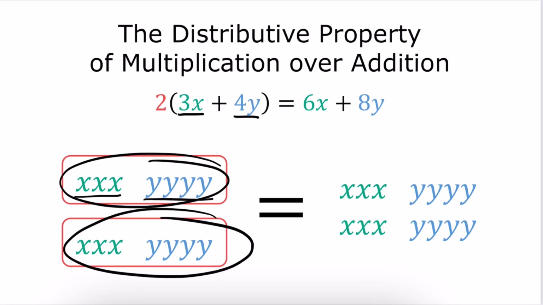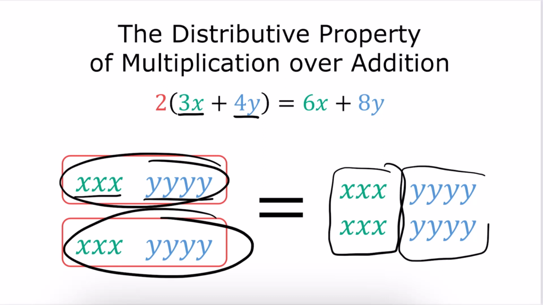And then the reason why this is equivalent to 6 x's plus 8 y's is because if you take the x's out of the groups and just combine them together, you have 6 x's. And if you take the y's out, you have 8 y's. And this is the reason why the distributive property works.